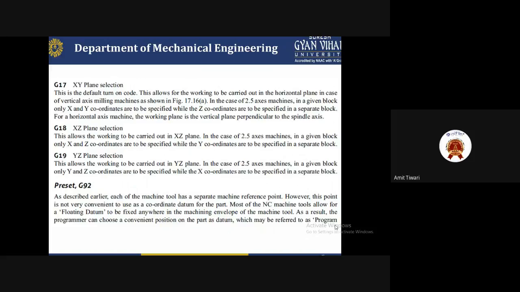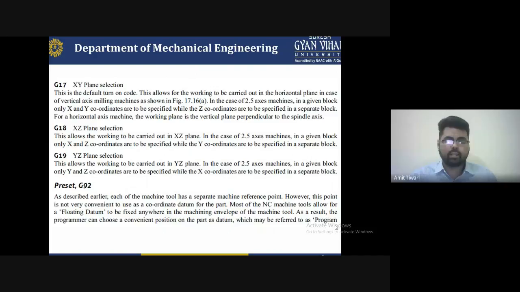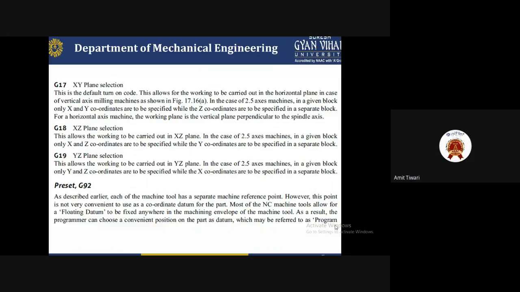So this allows the working to be carried out in the horizontal axis plane. In the case of a vertical axis milling machine, you can use this code, that is G17. And in the case of a 2.5 axis machine, in a given block, only the X and Y coordinates are to be specified, while the Z coordinate is to be specified in a separate block.